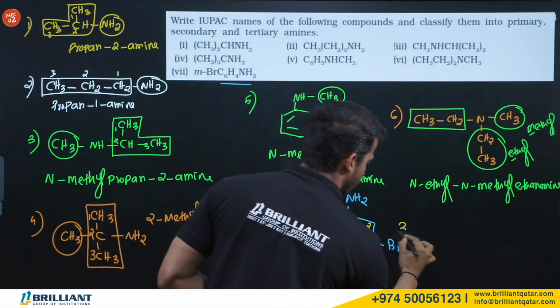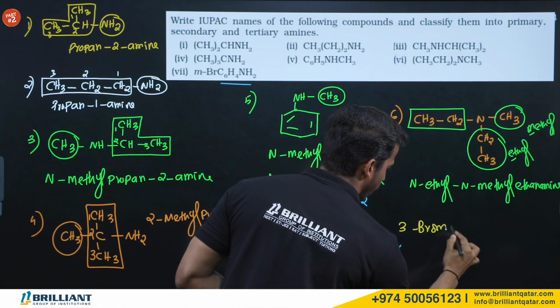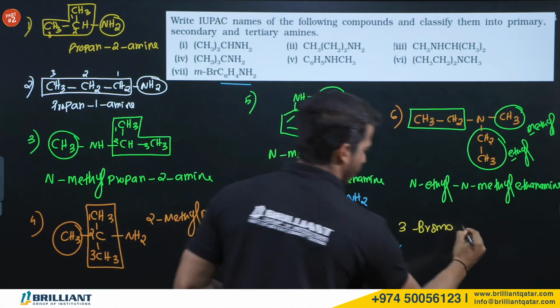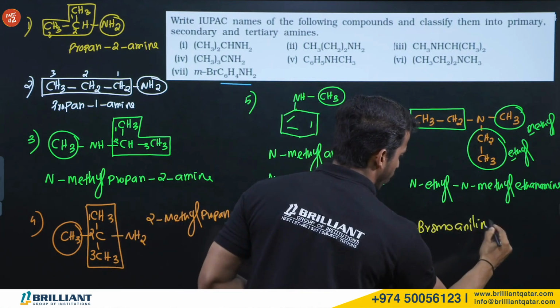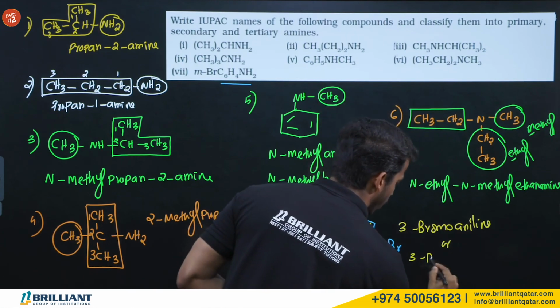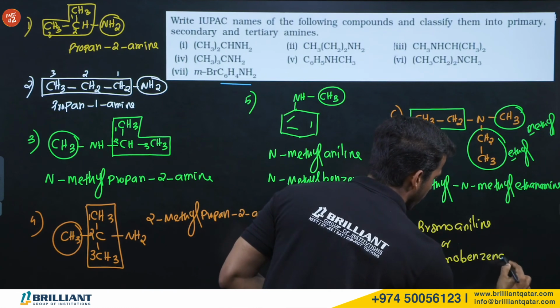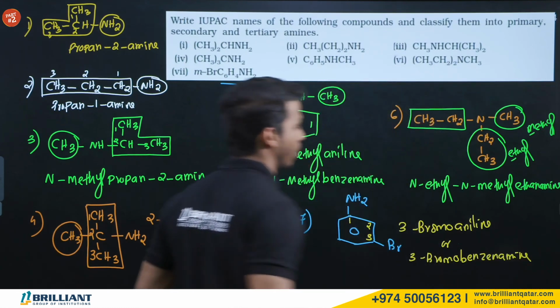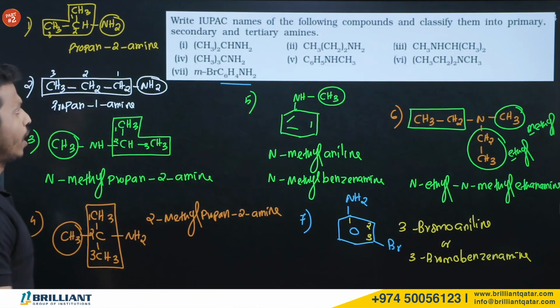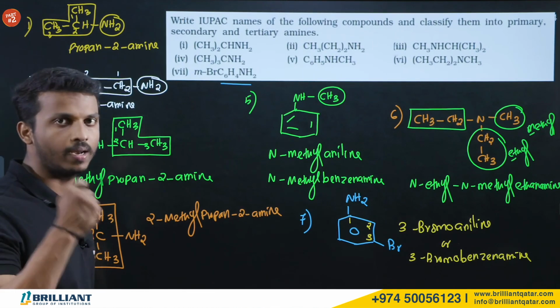Third position, bromine. Therefore, 3-bromo. What is the remaining group? Aniline. 3-bromo aniline, or what we can say? 3-bromo benzenamine. Yes or no? 3-bromo benzenamine. So IUPAC nomenclature, make it thorough.